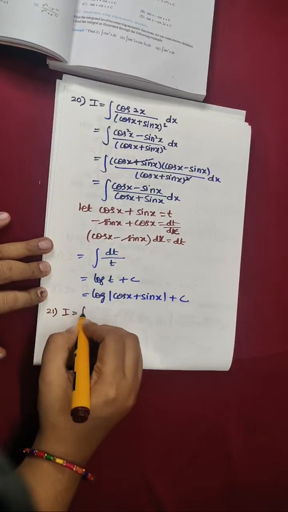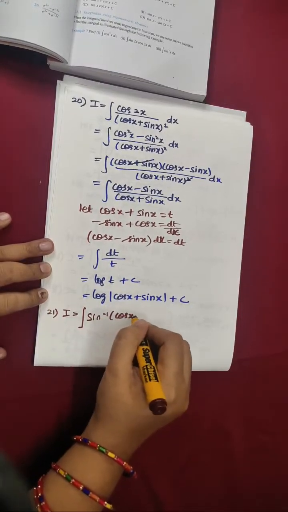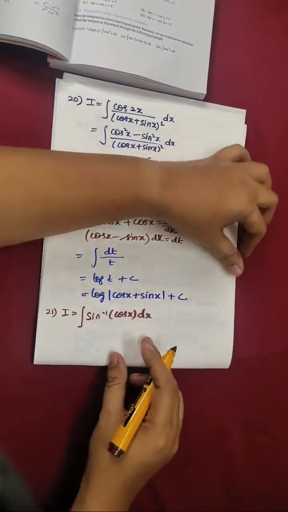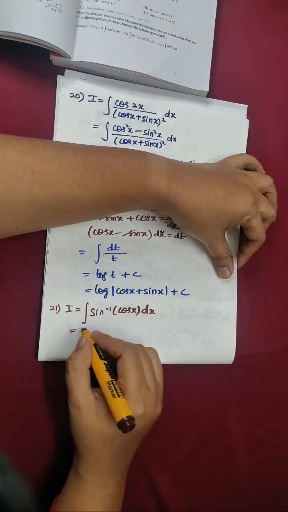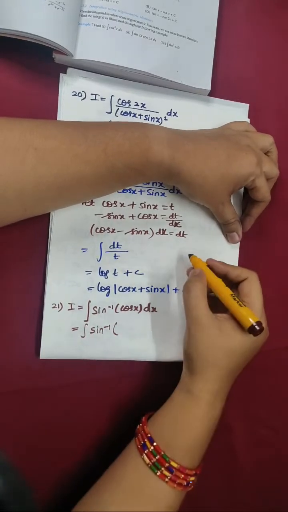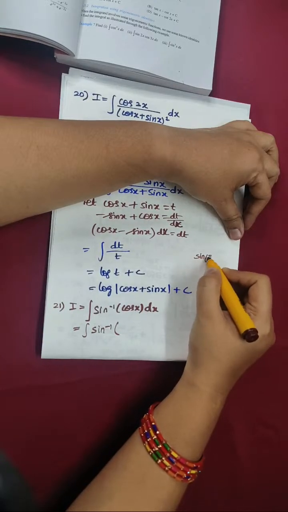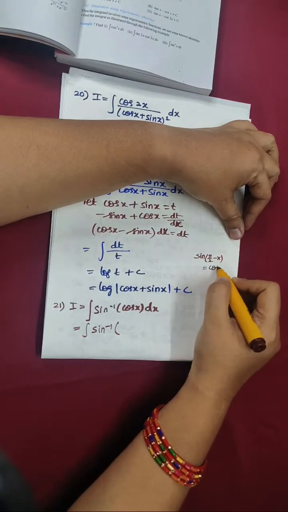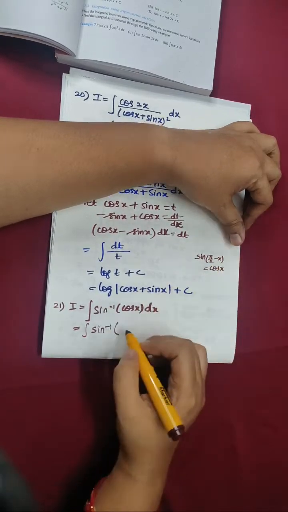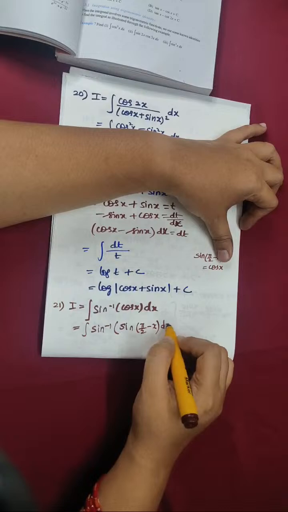I equal to integral sine inverse of cos x dx. So we have to express in terms of sine inside so that you can use the inverse property. So sine inverse of, we can use the complementary angle. That is, sine of 90 minus theta you will get as cos theta. So just you are using the other way around. So cos x, in place of that you can write it as sine of 90 minus x, dx.